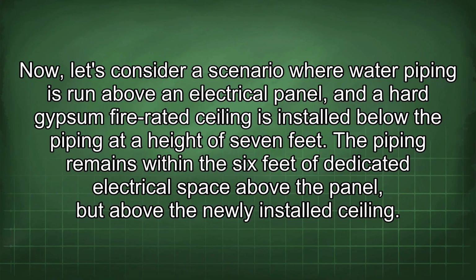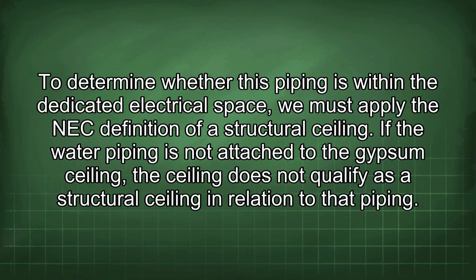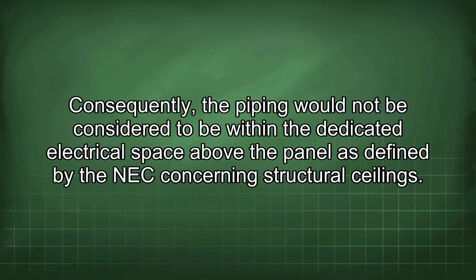Now, let's consider a scenario where water piping is run above an electrical panel, and a hard gypsum fire-rated ceiling is installed below the piping at a height of 7 feet. The piping remains within the 6 feet of dedicated electrical space above the panel, but above the newly installed ceiling. To determine whether this piping is within the dedicated electrical space, we must apply the NEC definition of a structural ceiling. If the water piping is not attached to the gypsum ceiling, the ceiling does not qualify as a structural ceiling in relation to that piping. Consequently, the piping would not be considered to be within a dedicated electrical space above the panel as defined by the NEC concerning structural ceilings.